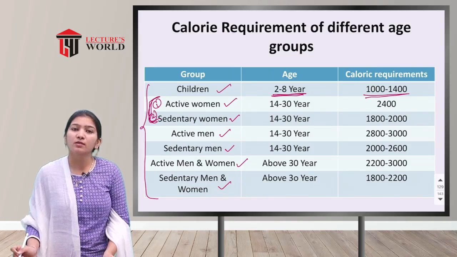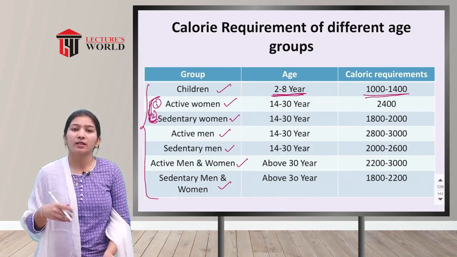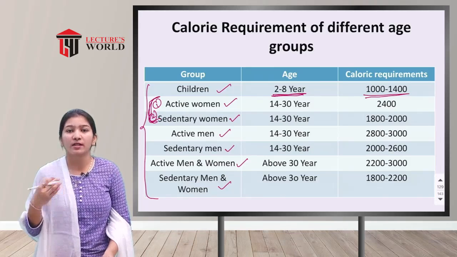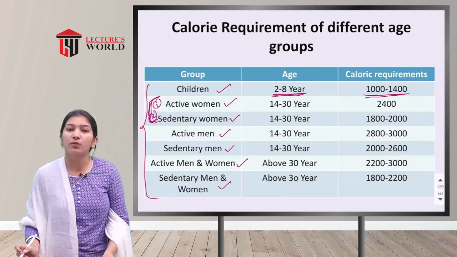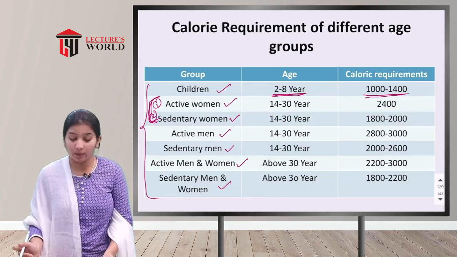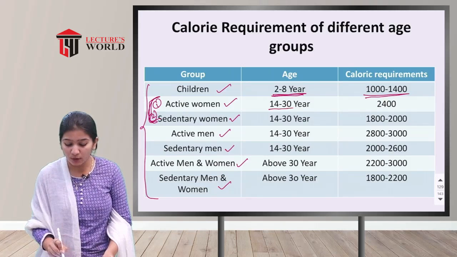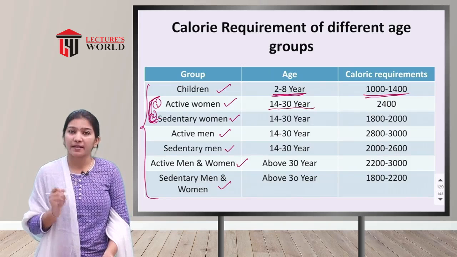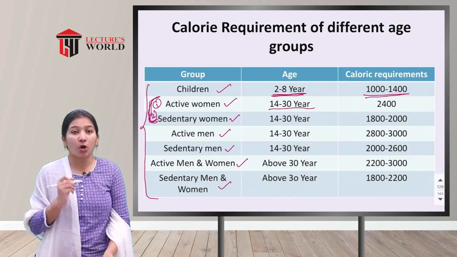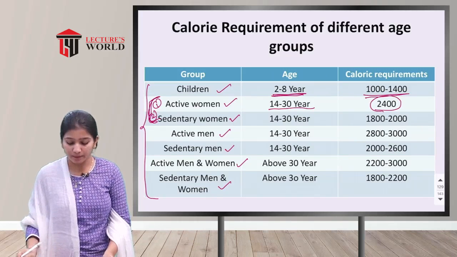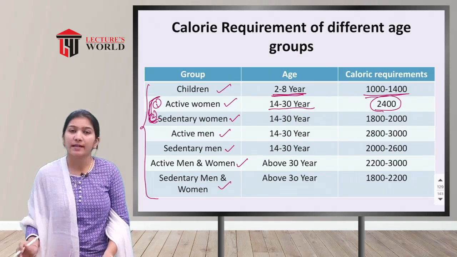So those women who are having high working styles or activity at a moderate to severe level, women who are actively taking part in day-to-day life activity, who are between the ages of 14 to 30 years, should consume 2400 kilocalorie.